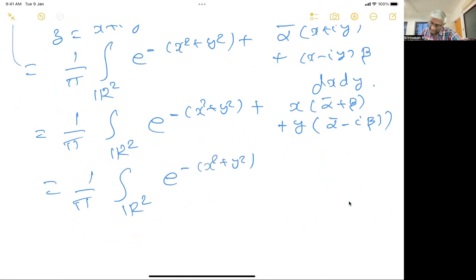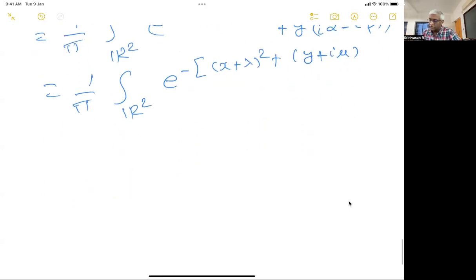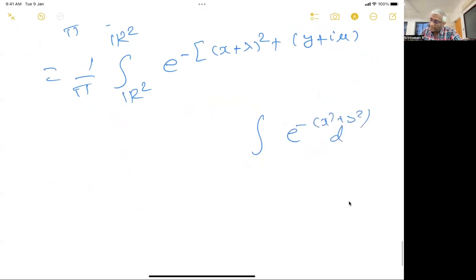So this we can write as (x minus alpha... so I call it lambda) square plus (y minus i mu) square. Here also. You want to get it as a Gaussian integral. You want to use the following: the integral of e power minus (x square plus y square) dx dy over R2 is equal to pi. This we want to use. So I'm just using a change of variable to get this. That's all.